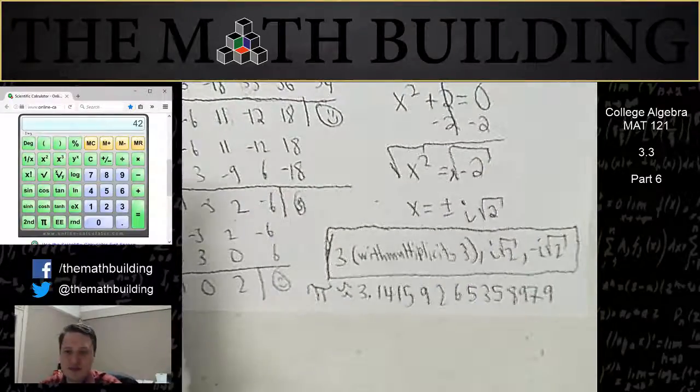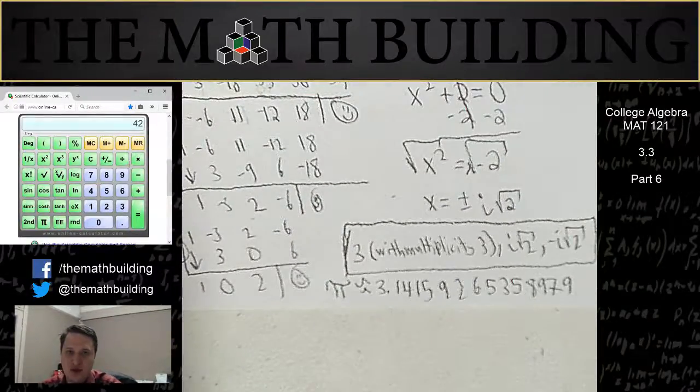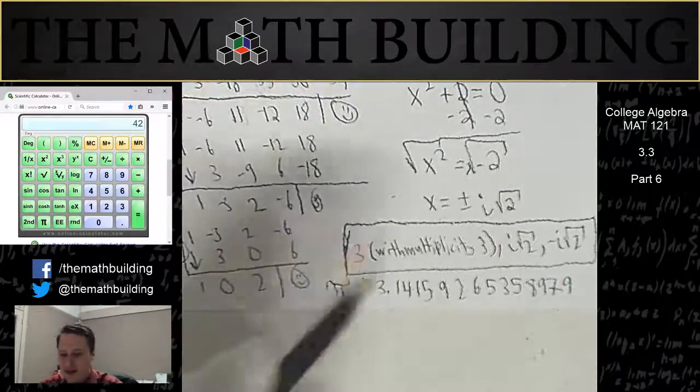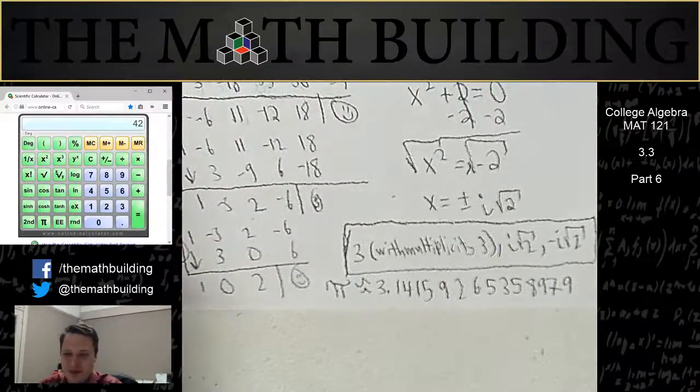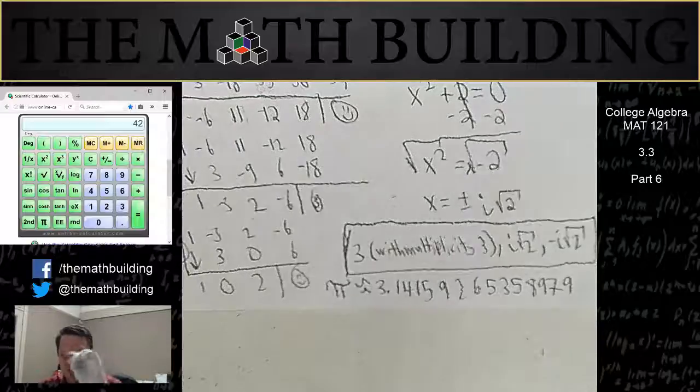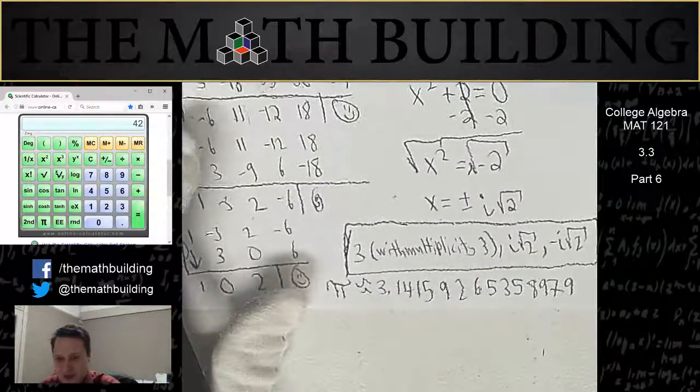I just want you to do that so I know which students actually watched all the way to the end of the video. This, by the way, is probably my favorite number, so it's the number of times the diameter goes around the circumference of a circle.